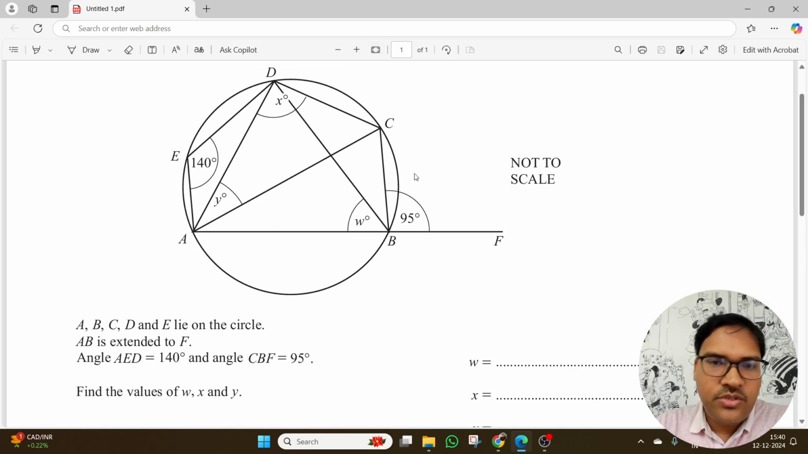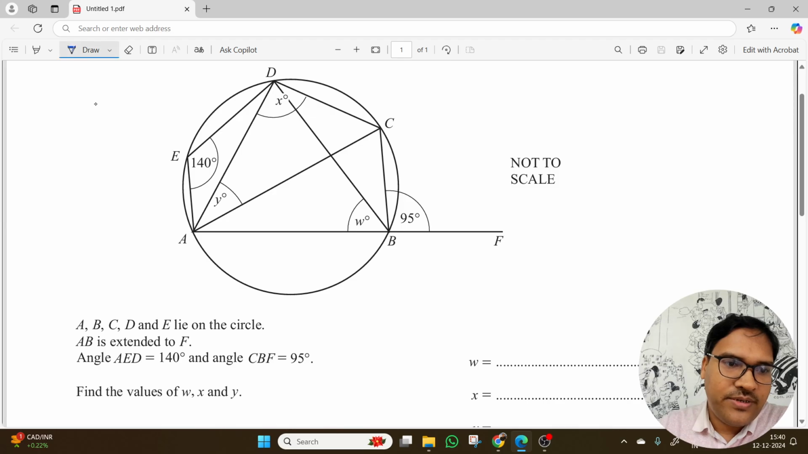Okay, so in the first question you have to find x, y, z. Basically you have to find x, y, and w. All these variables you have to find. And the question mentions that a, b, c, d, e, f lie on a circle. AB is extended to f, and angle aed is 140 degrees, angle cbf is equal to 95 degrees, and you have to find x, y. Okay, so let's focus on the angles.